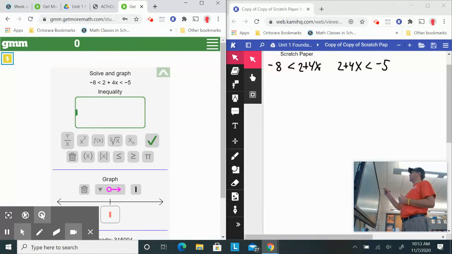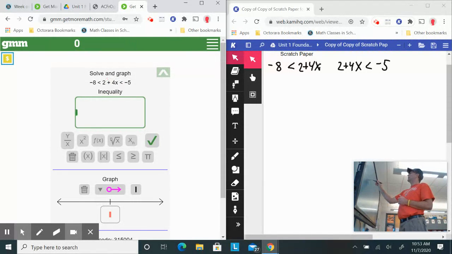So take a look at the left screen on the GMM. I have negative 8 is less than 2 plus 4x. Then we have 2 plus 4x is less than negative 5. That's a compound "and" inequality because that 2 plus 4x has two inequalities it has to satisfy. So it has to satisfy both.